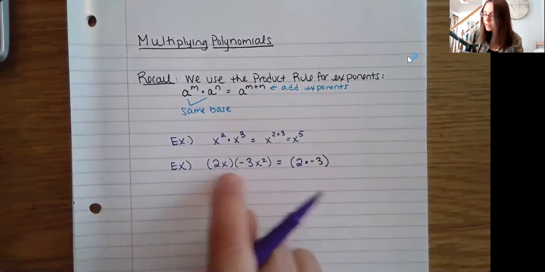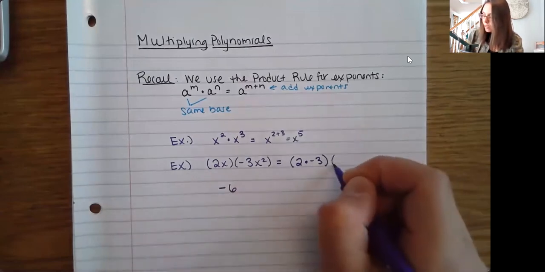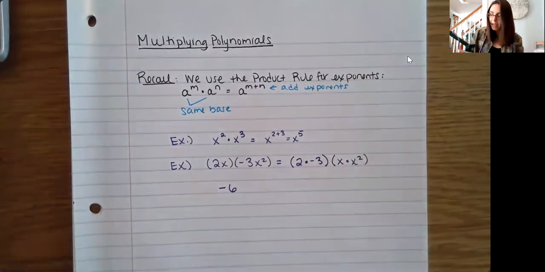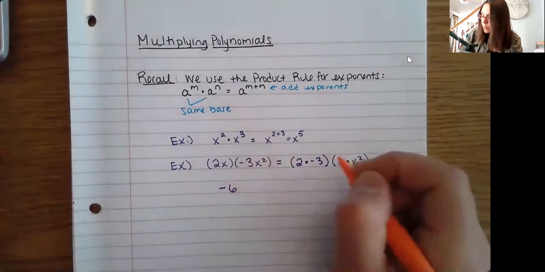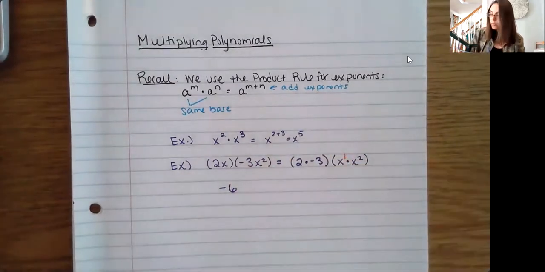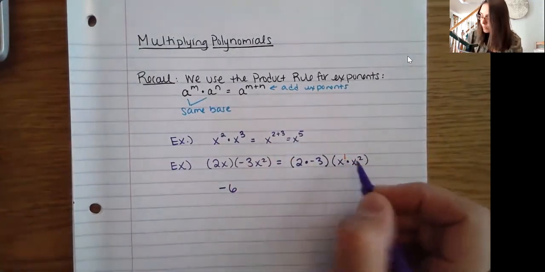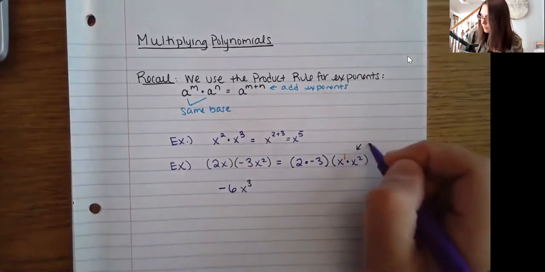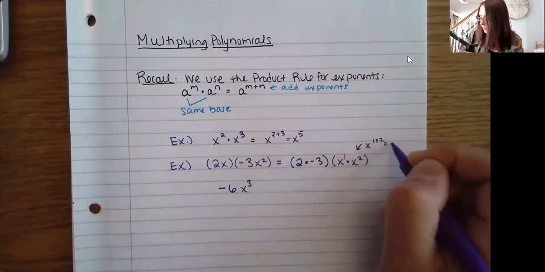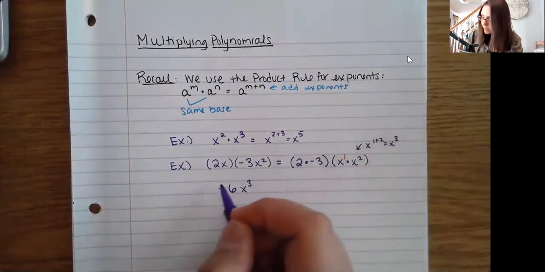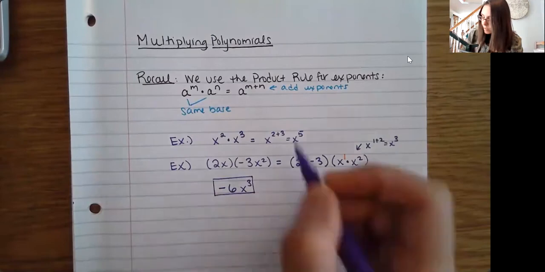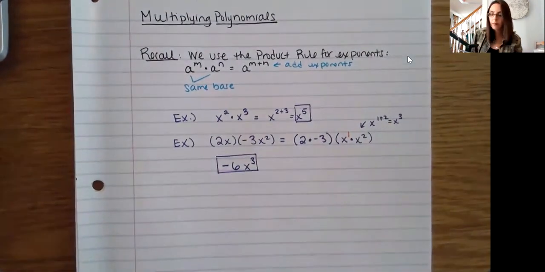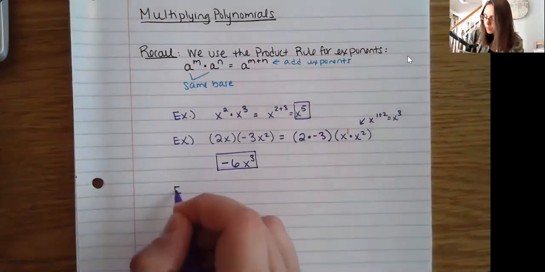And then my x's are the same base. So they are going to go together. So I have x times x squared. And don't forget, if there's no exponent, there is a 1 there. So I have 1 plus 2 here, which is going to give me 3. So my final answer here is negative 6x cubed. And I'm just going to do one more.